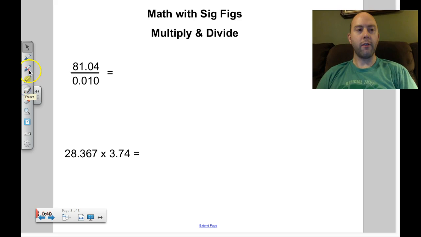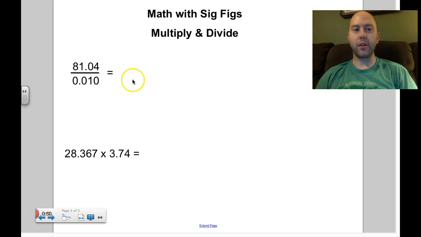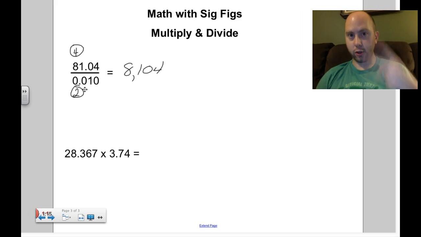So, for the first example, we have 81.04 divided by 0.010. Just divide it like you would any other problem. If I do that, I get 8,104. Now, the question is, where do I round it? Well, I got to figure out how many sig figs I have in each number. In 81.04, there are 4 sig figs. In 0.010, there are 2 sig figs. Yes, there are 2 sig figs for that one.